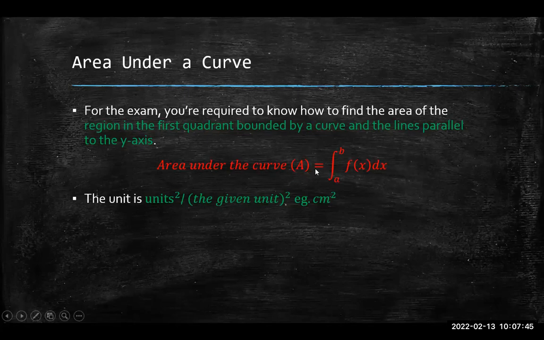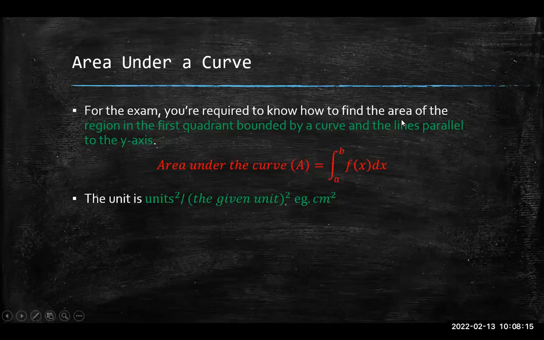Area under the curve is usually denoted by A, right? A is equal to the integral of f of x dx, and the upper limit is b, lower limit is a. Because it's area, you have to put units squared, or if they gave you a unit, for example centimeters, you need to put centimeters squared, because it's area.